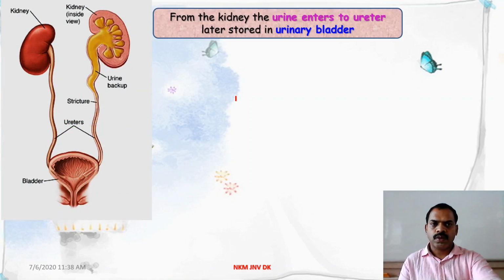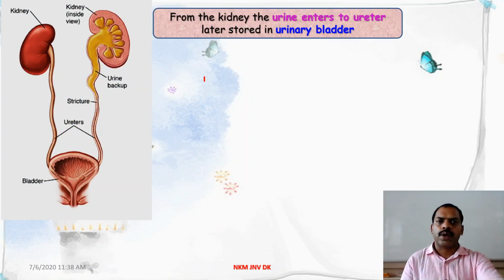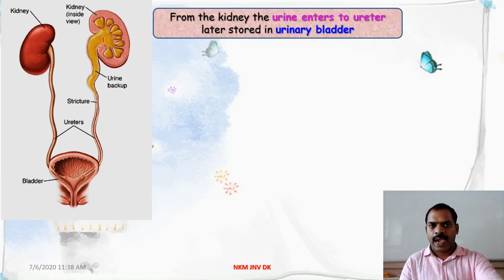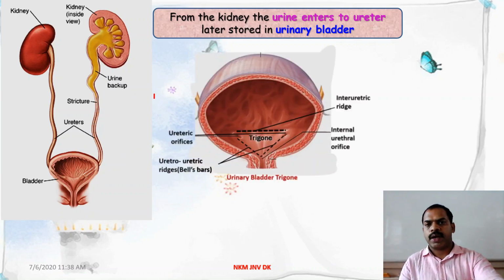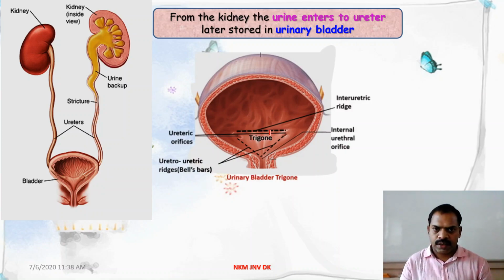Now, once all the filtration is over, what will happen? This is what we can see here. The urine is collected from the different renal pelvises. It is coming through the ureters, then into the urinary bladder. The urinary bladder is a little elastic and flexible. It can increase in size as the urine gets accumulated.